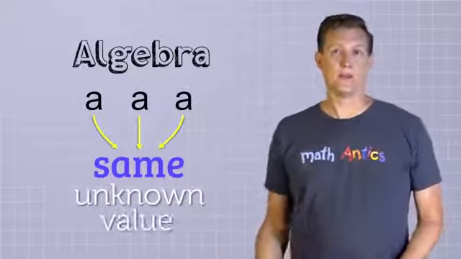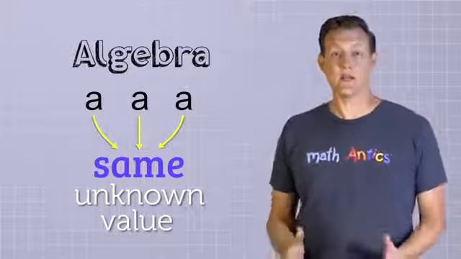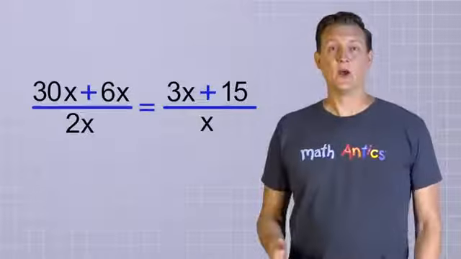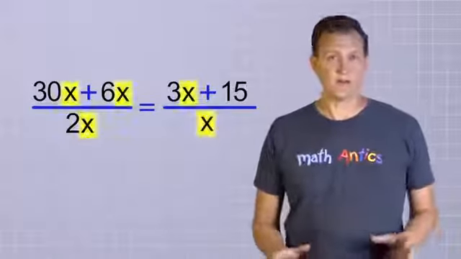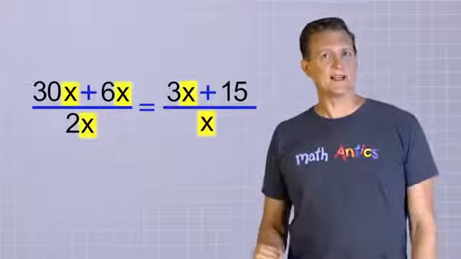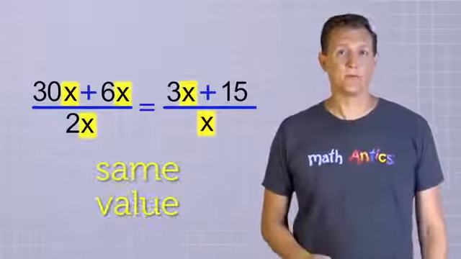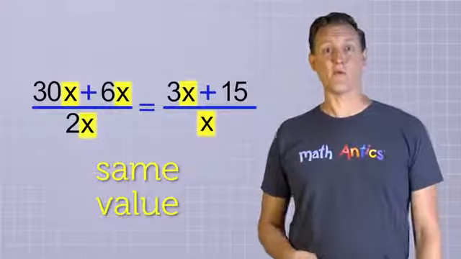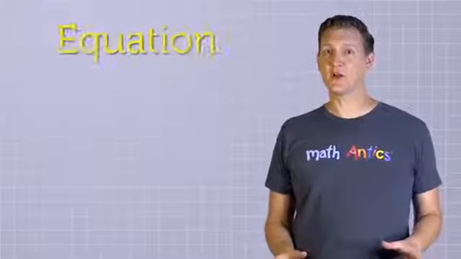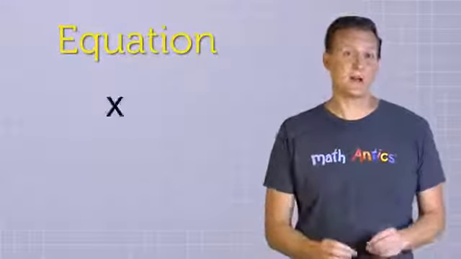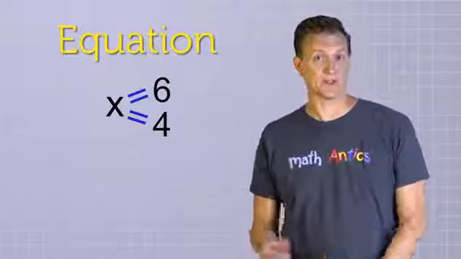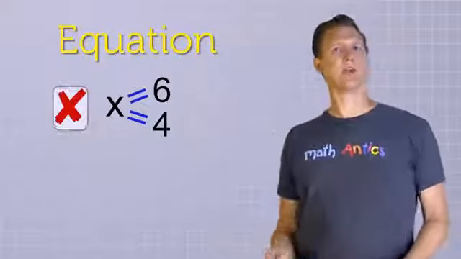So in algebra, whenever you see the same symbol repeated more than once in an equation, it's representing the same unknown value. Like if you see a really complicated algebraic equation like this, where x is repeated a lot of different times, all those x's stand for the same value, and it'll be your job to figure out what that value is. Okay, so for any particular equation, we can't use the same letter to represent two different numbers at the same time. But what about the other way around?